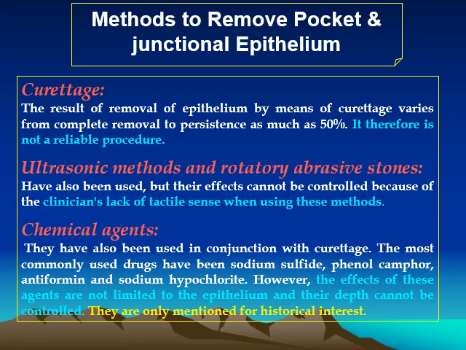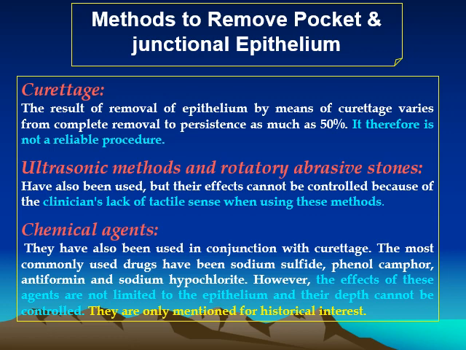The methods that are used to remove the pocket and junctional epithelium are curettage. The result of removal of epithelium by means of curettage varies from complete removal to persistence as much as 50%. It is therefore not a reliable procedure. Ultrasonic methods and rotatory abrasive stones have also been used, but their effects cannot be controlled because of the clinician's lack of tactile sensation when using these methods.